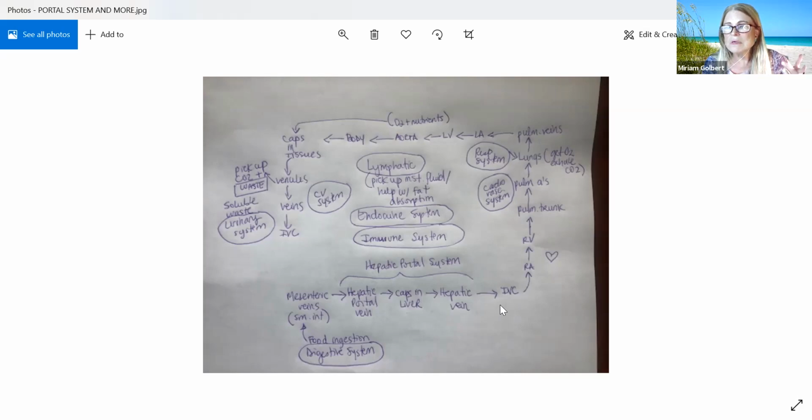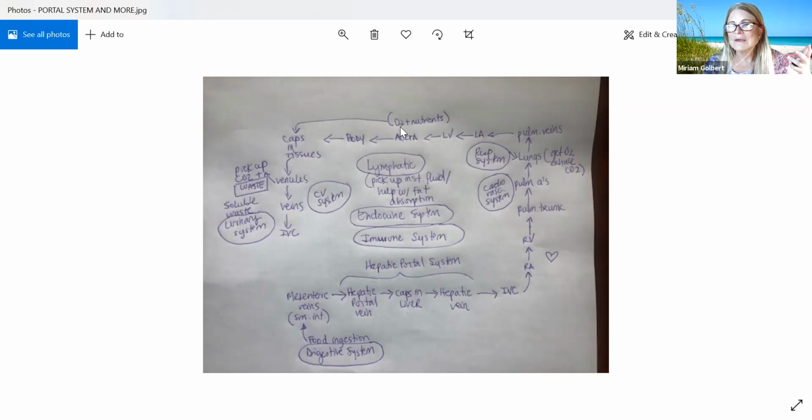Now, as you know, the inferior vena cava along with the superior drains into the right atrium, then they go into the right ventricle, and then it goes to the pulmonary trunk, and then to the pulmonary arteries, then they go to the lungs to get the oxygen and get rid of carbon dioxide, then through pulmonary veins they come back to the left atrium, which goes into the left ventricle, finally getting to the aorta.